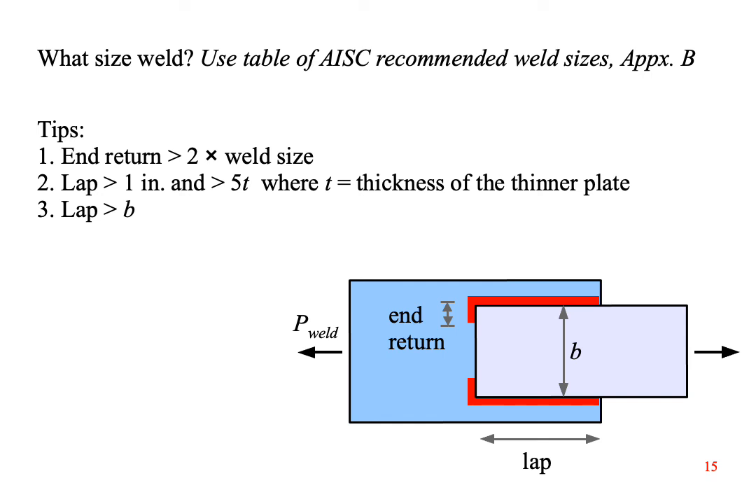There is another table in Appendix B that you can use to figure out the size of the weld that's appropriate for the thickness of your plate. There are also 3 tips to good welded joint design concerning the length of the end return and the size of the lap. This section of the chapter doesn't cover stitch welds, butt welds, and other types of welded joints. It's designed to introduce the basics of strength calculations for one particular type of weld used in steel structures.